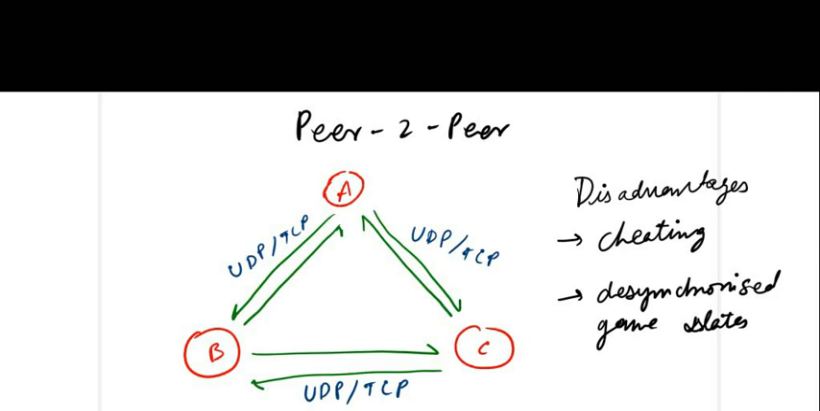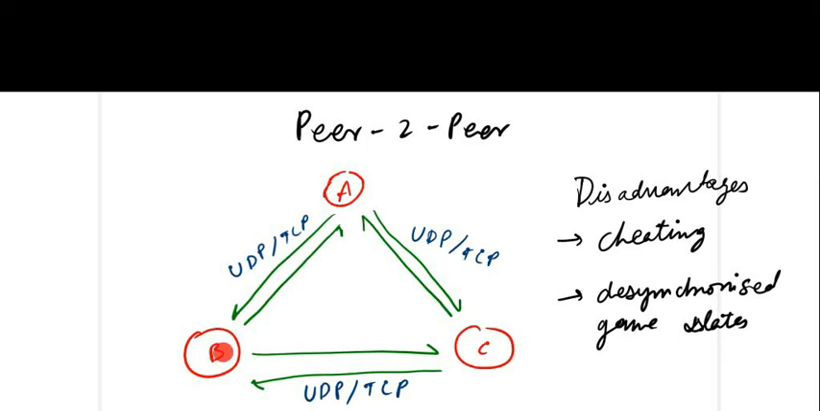What happens in the peer-to-peer model is that every user is connected to every other user through an internet connection and they share the game states between them. Suppose, as shown in the diagram, user A is connected to user B and C, and user B is connected to A and C, and user C is connected to B and A. So in this case, A will be sharing his game states and actions with both B and C, and B will be doing the same, and also the same will be done by C.